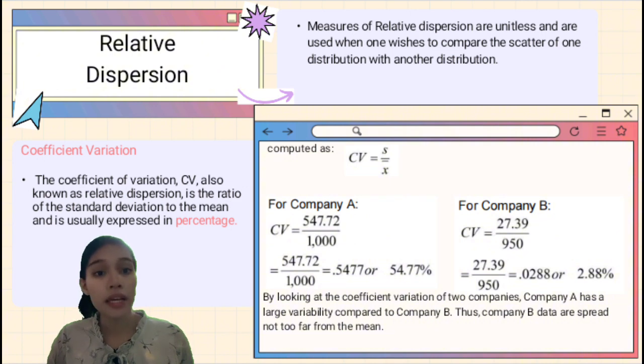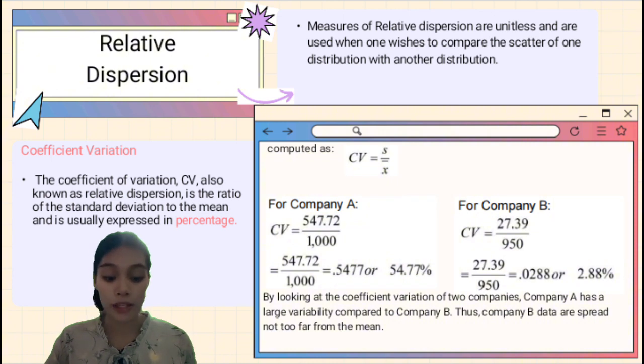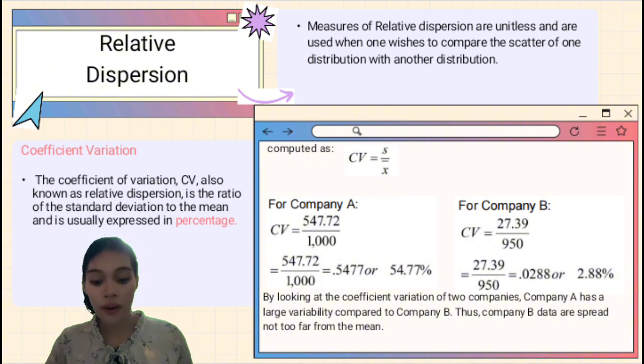Okay, for Company A, since we have all the values settled above, we will use the formula CV is equal to the standard deviation divided by the sample mean. For Company A, CV is equal to the standard deviation 547.72 divided by 1,000, since our sample mean for Company A is 1,000. So we just need to divide it.